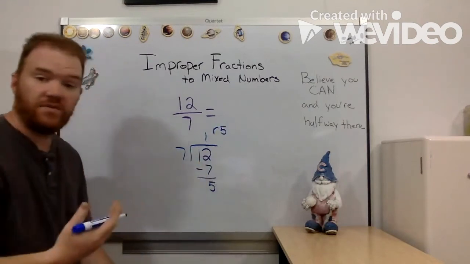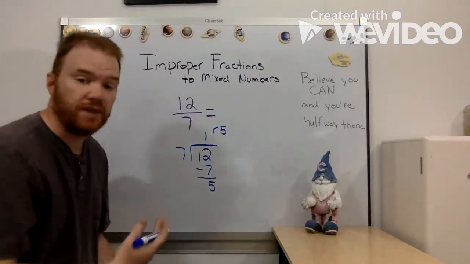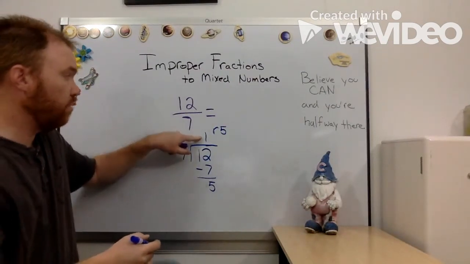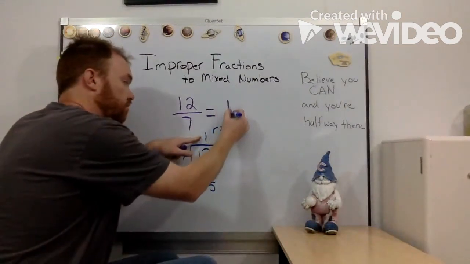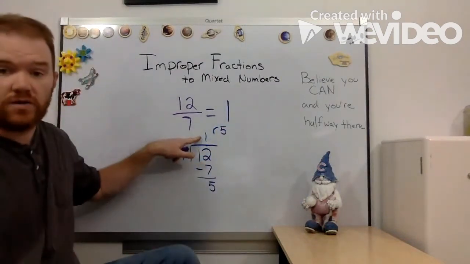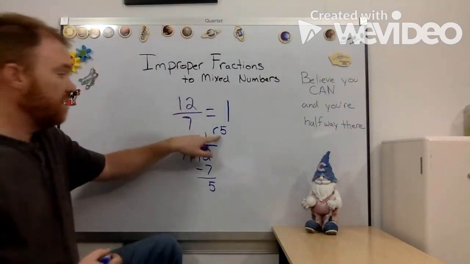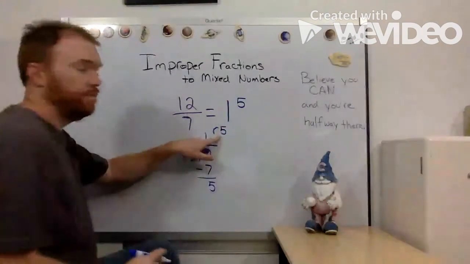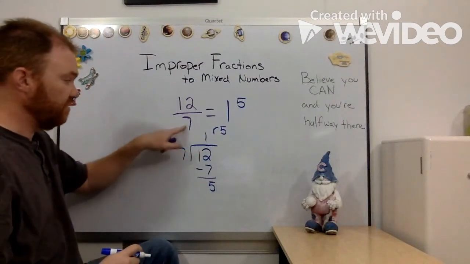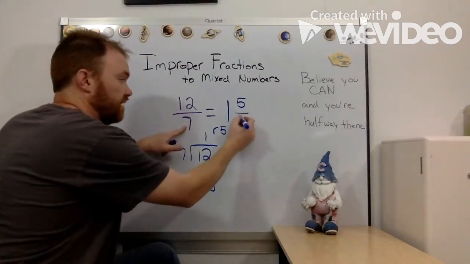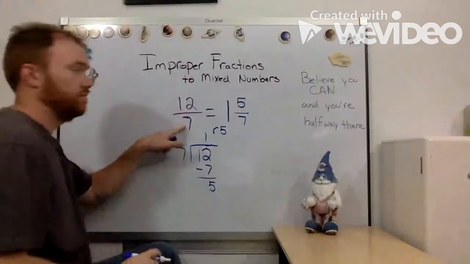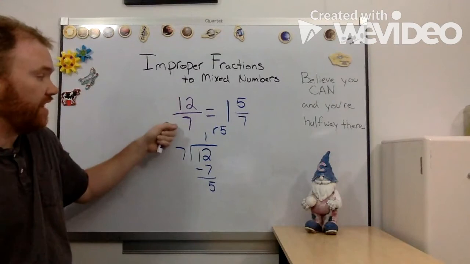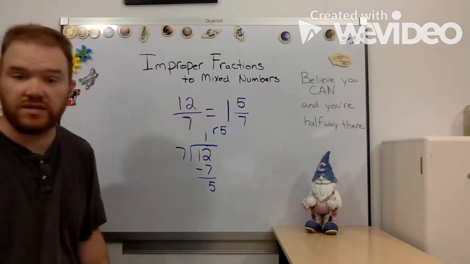I have all the information now that I need to make my mixed number. My full quotient, my 1, is now my whole number. My 5 is my new numerator. And the 7 stays my denominator. Improper fraction changed into a mixed number.